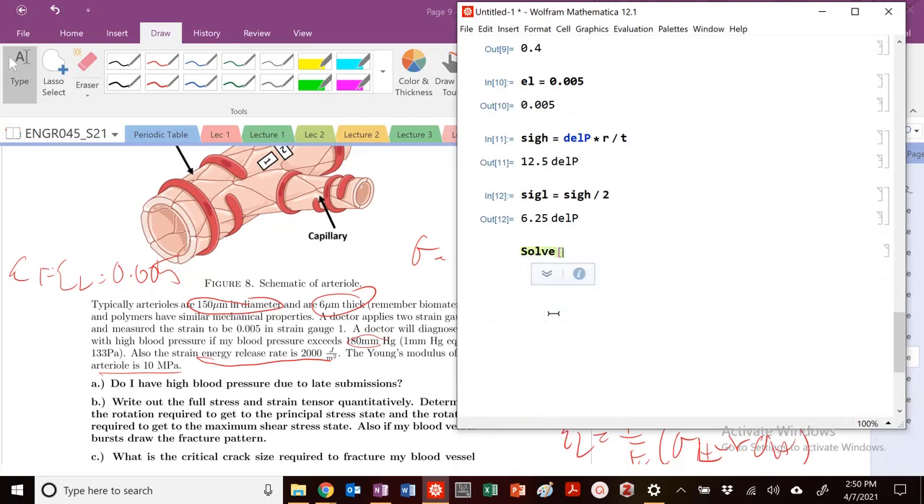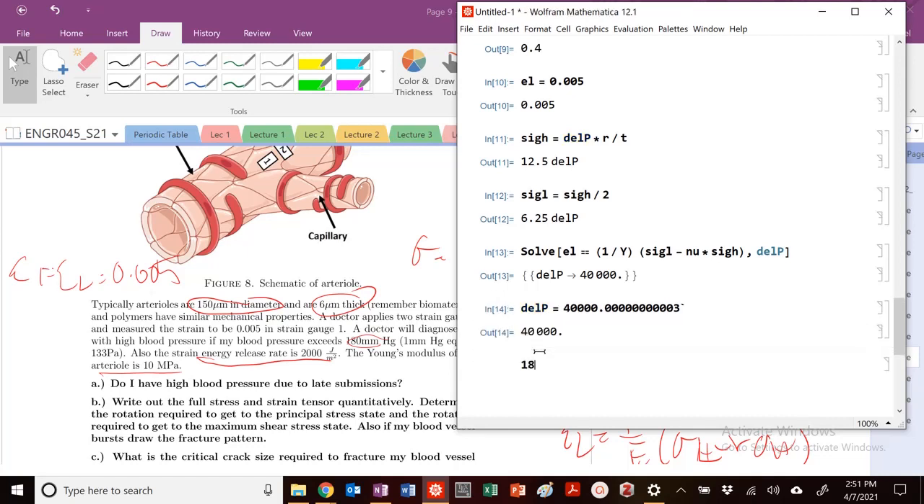So I know that my epsilon L, set that equal to 1 divided by Y times sigma L minus nu times sigma H. Let's solve for delta P here. And so this is our delta P, 40,000. And we said that we have high blood pressure if it exceeds 180 times 133. So unfortunately, we have high blood pressure. So we need to watch what we eat and be careful. So don't do those late submissions.